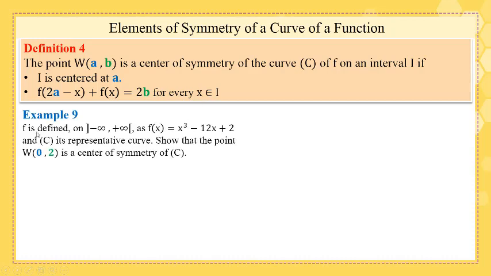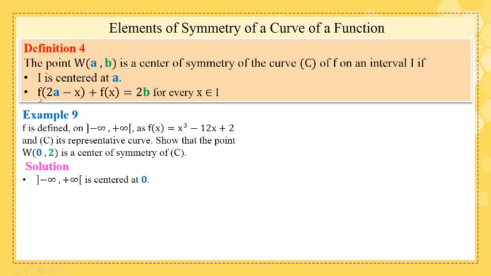Example. f is defined on -infinity, plus infinity by the following expression. Show that the point W(0, 2) is a center of symmetry of the curve C. Is -infinity, plus infinity centered at the abscissa of W? Yes, -infinity, plus infinity is centered at 0.